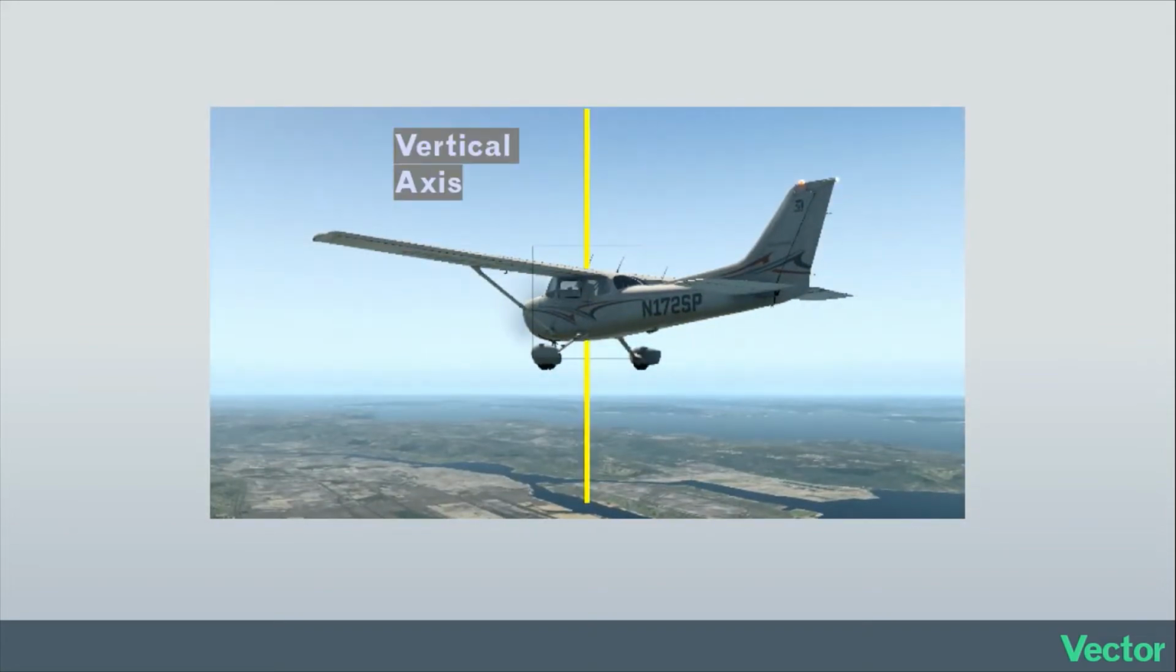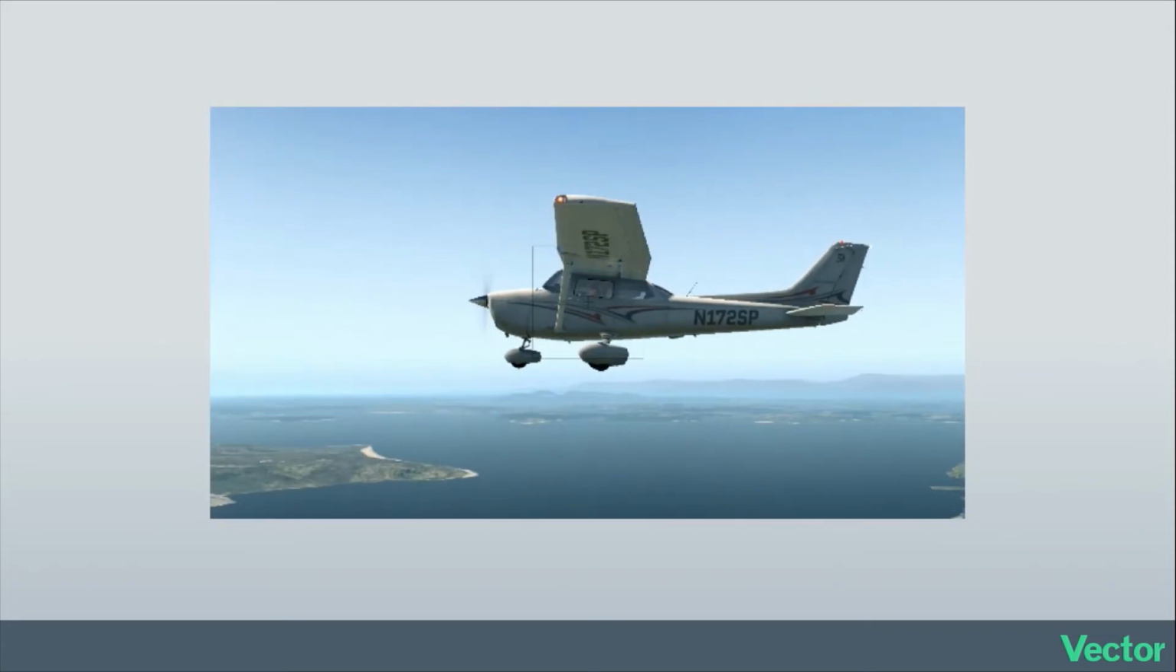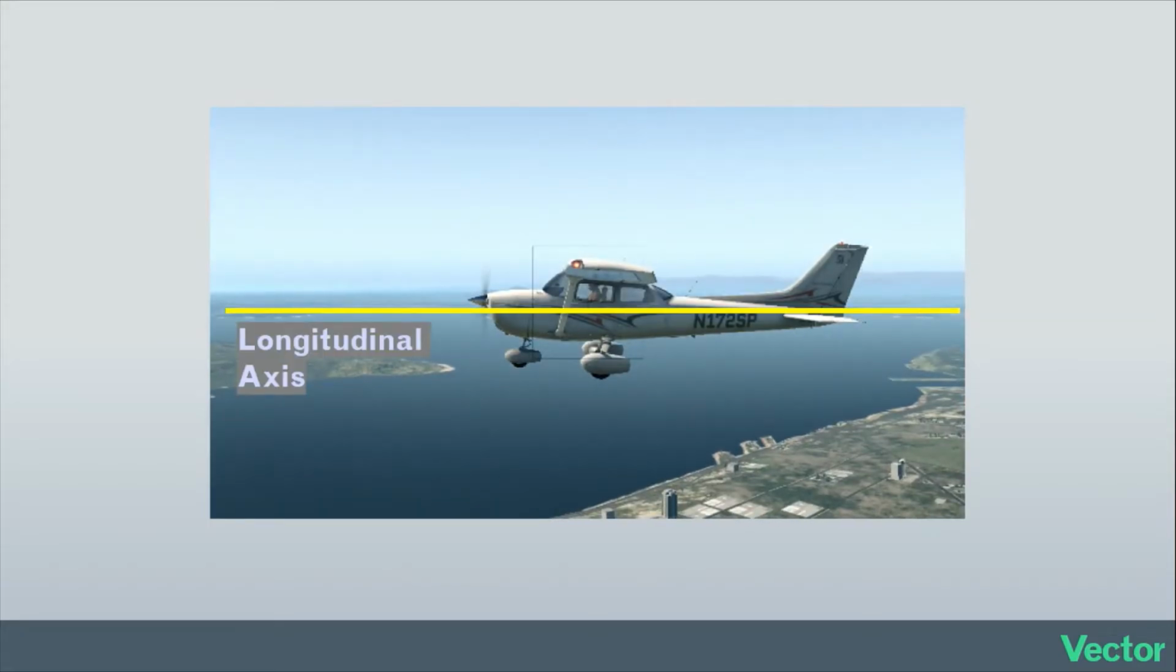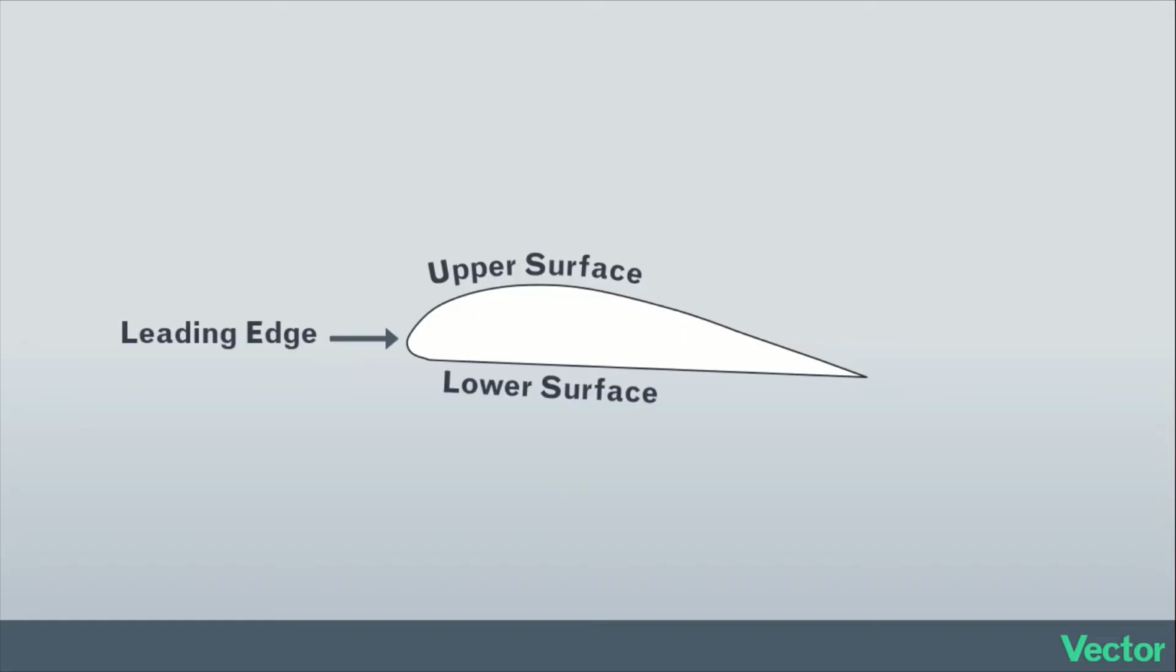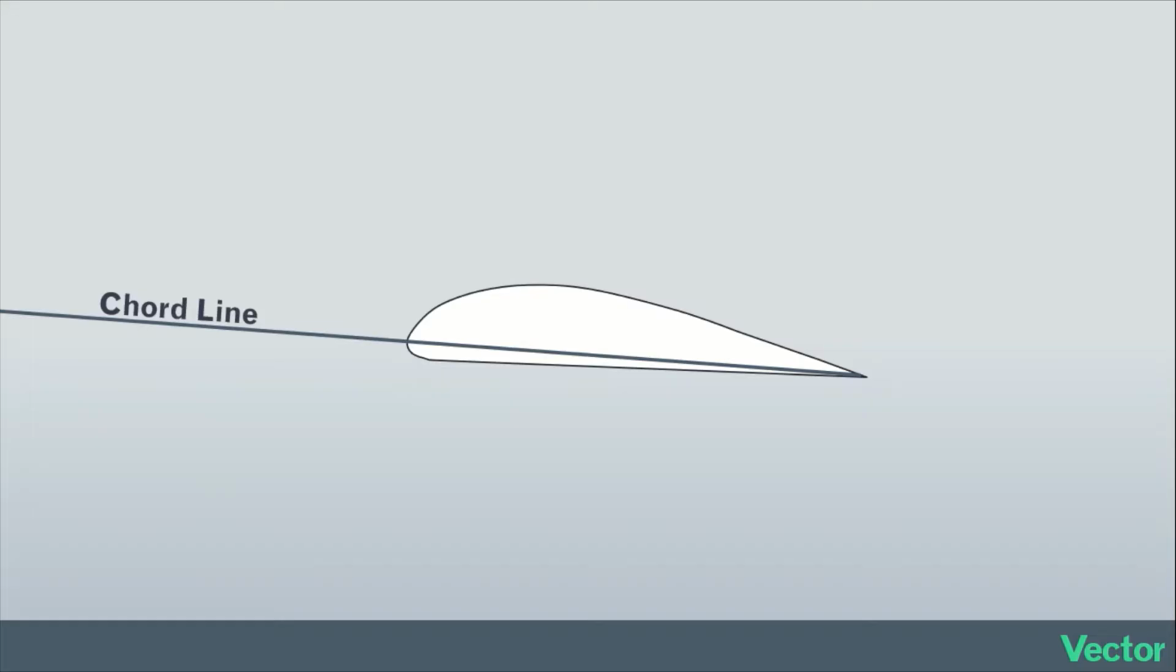The vertical axis, which extends up through the middle. And then the longitudinal axis, which extends from the nose through to the tail. Okay, now let's just talk about some basic airfoil terms. We have the upper surface, the lower surface, the leading edge, the trailing edge. The chord line is just an imaginary line that gets drawn from the trailing edge through the leading edge.